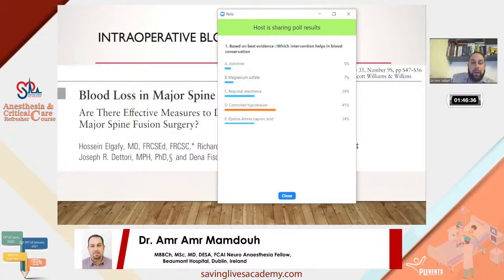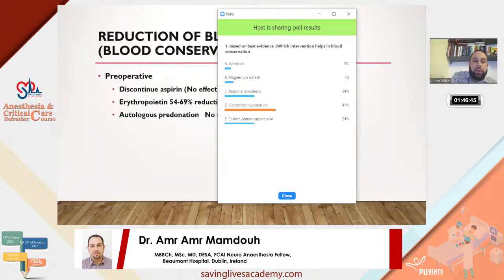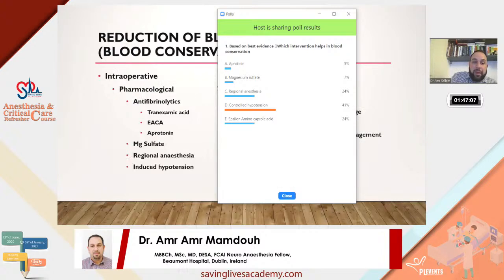article published in 2010 about the blood loss, and they discussed and studied all the other ways. Just to go through them: discontinuing aspirin doesn't have any effect on the bleeding. On the contrary, the surgeon would sometimes ask the patient, if the patient is on aspirin, please don't stop that. Erythropoietin might cause some reduction in the requirement of blood transfusion, while autologous predonation doesn't have the same effect.